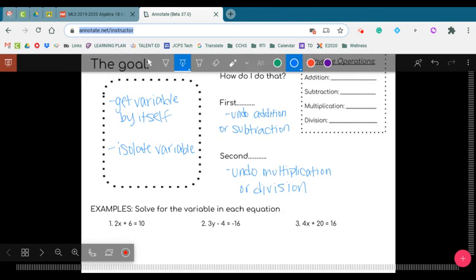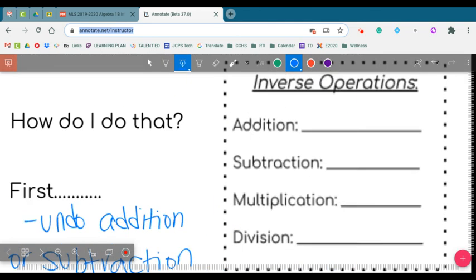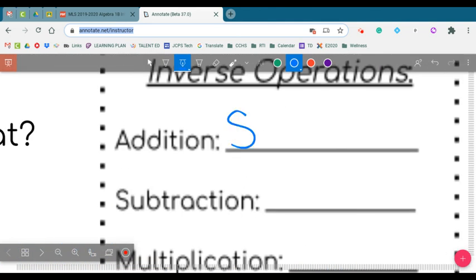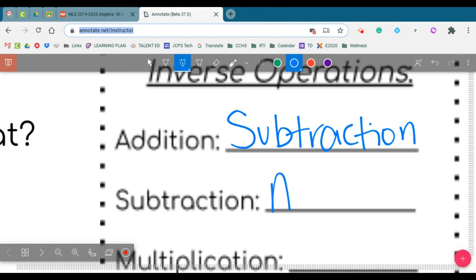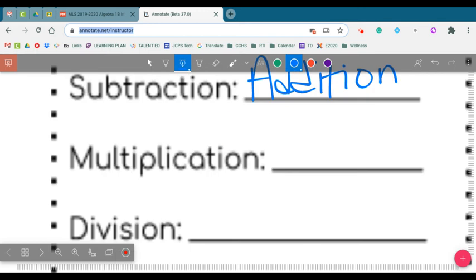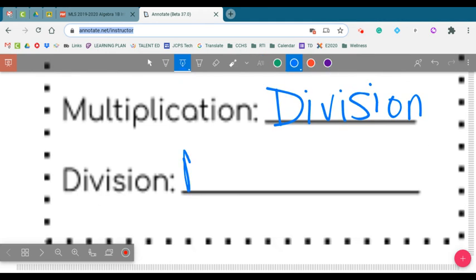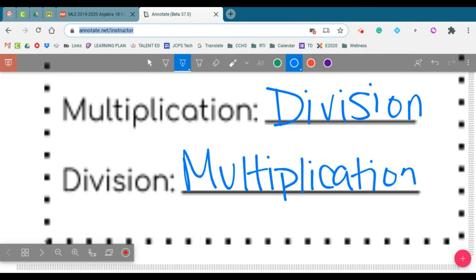So let's kind of go over what our inverse operations are. If we're undoing addition, we're going to use subtraction. If we're undoing subtraction, we're going to use addition. If we're undoing multiplication, we're going to do division. If we're undoing division, we're going to do multiplication. So basically, these are the opposite operations we use to get that variable by itself.